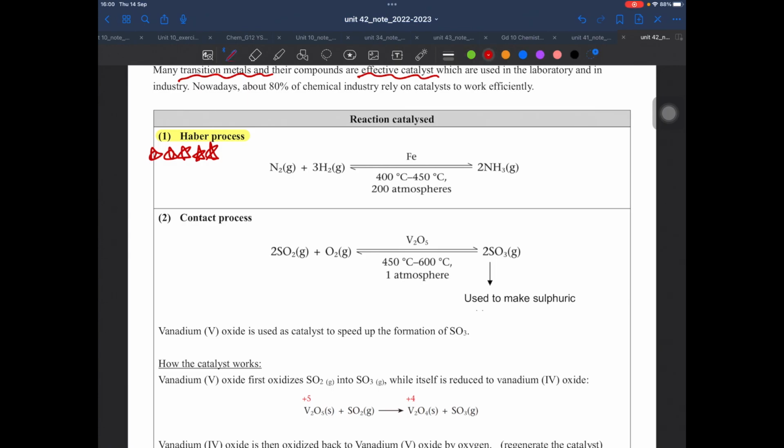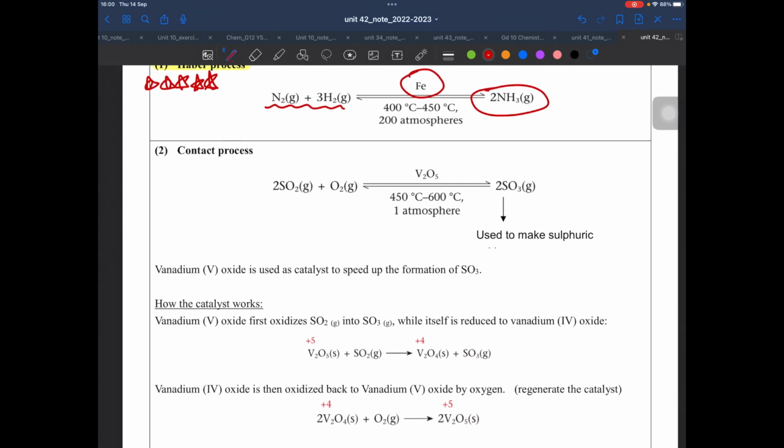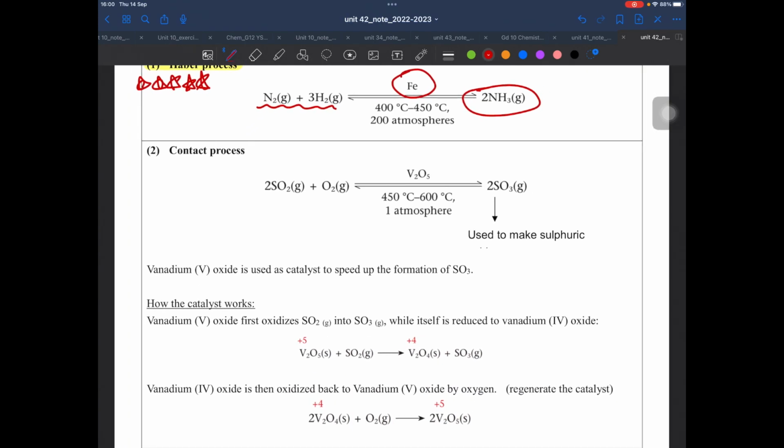At this moment, you need to learn that it turns nitrogen and hydrogen into ammonia. The second point is that it uses iron as catalyst. All right, stop. We will go further in Book 6, okay? That's it. The second process is to produce SO3 from SO2 and oxygen, and we use vanadium(V) oxide.